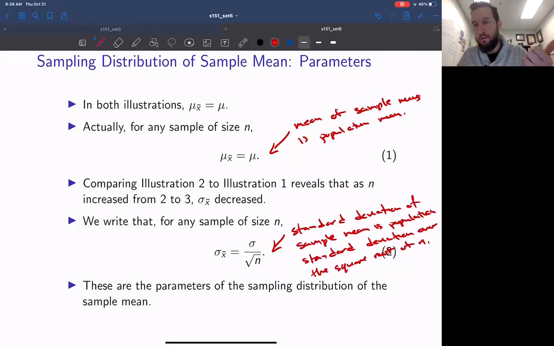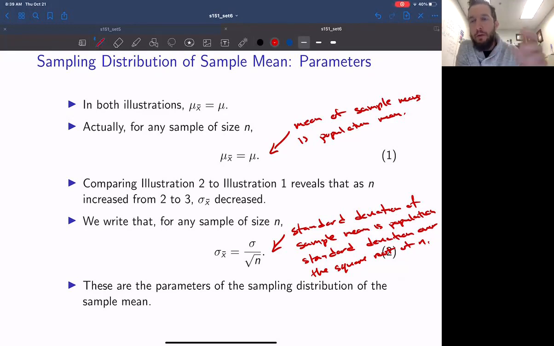So what this is showing us is that no matter how big or small the sample is, the mean of the sample means is always at the center of the distribution, is always equal to the mean of the population. So this is not affected by sample size. However, the standard deviation of the sample mean will get smaller as the sample size goes up.